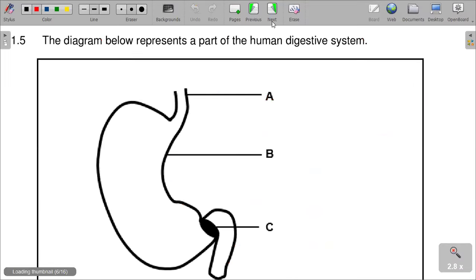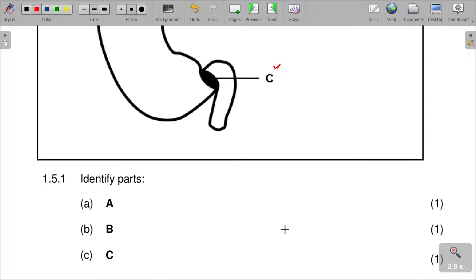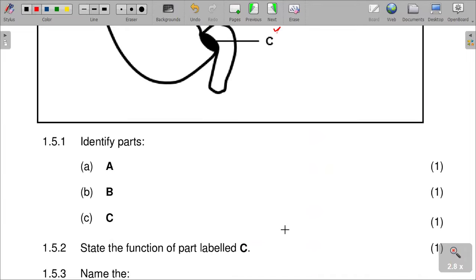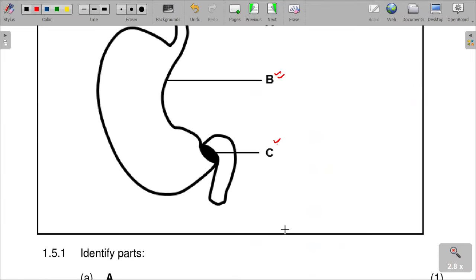Okay, next question. The diagram represents a part of a human digestive system, which is given there. We are given parts A, B, C. I don't want to give the answers yet, but just look at the diagram there, and it is saying identify parts A, B, C.